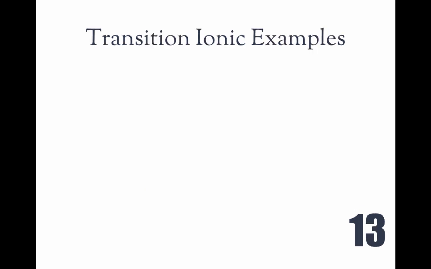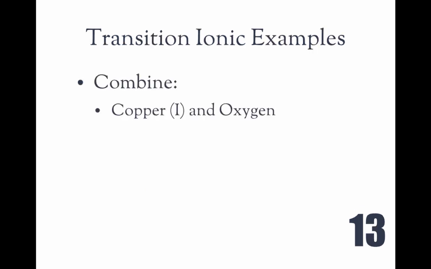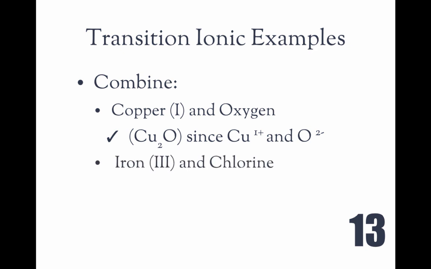simply because we're going to tell you what its oxidation is. So examples are combine copper 1 and oxygen. Well, copper 1 is Cu 1 positive and oxygen is 2 negative. They crisscross to make Cu2O. Iron 3 and chlorine, again, iron is Fe, 3 positive. Chlorine is Cl 1 negative. They crisscross to make FeCl3.